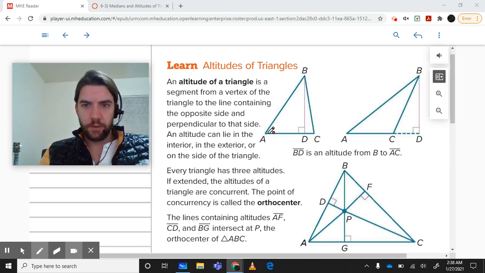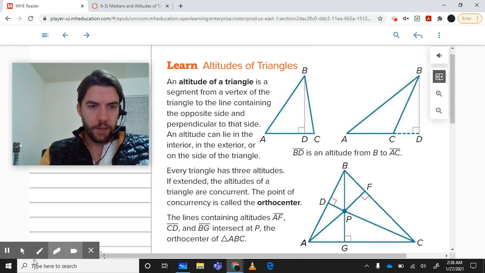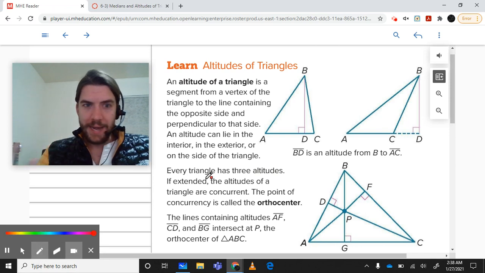Okay, so they're saying we make a perpendicular line, one that comes straight up, but it's got to be the one that comes straight up and hits the B, right? We're not going to do one that comes straight up like that. We're going to do one that comes straight up and hits that vertex. And when we have that, we have what we call an altitude.